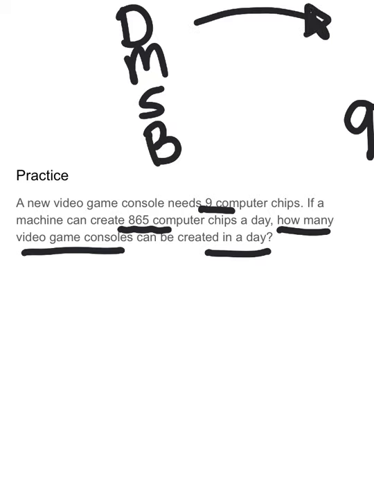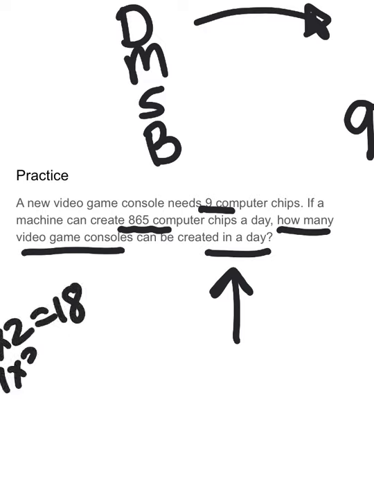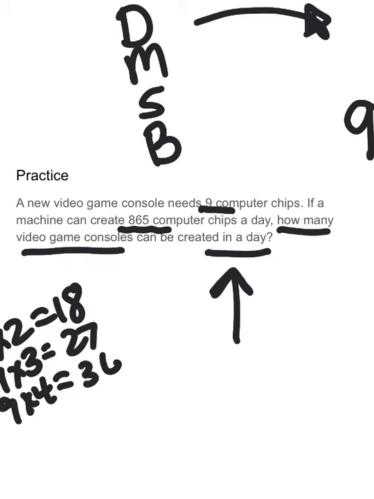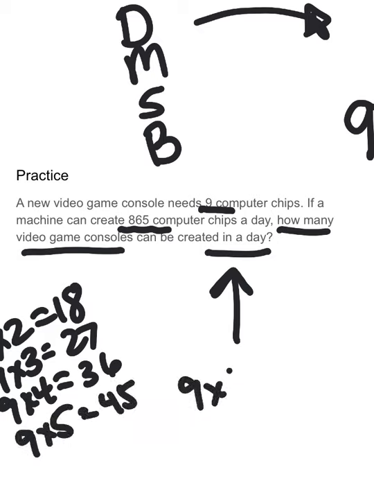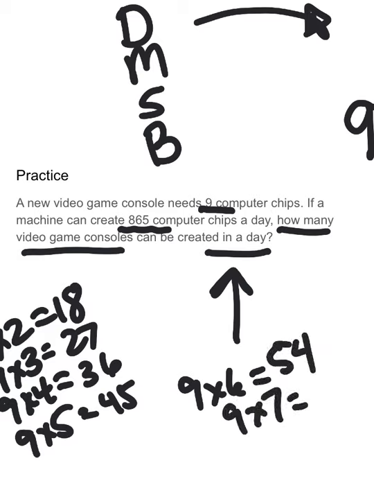I know that my problem is 865 divided by 9, and it's asking me how many to be created in one day. So I am going to make my multiplication chart off to the side here, because sometimes when I'm multiplying by 9, I have to think really hard about the answer. So I'm just going to take a quick minute here and go through my multiplication facts and get them all written down so that when I'm working, I can just look down and use the math I've already created.